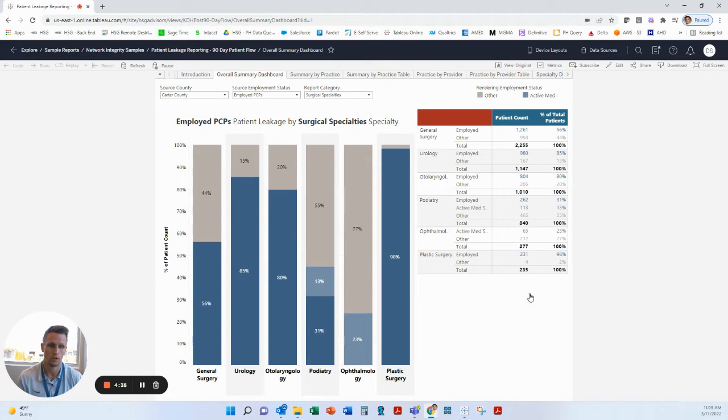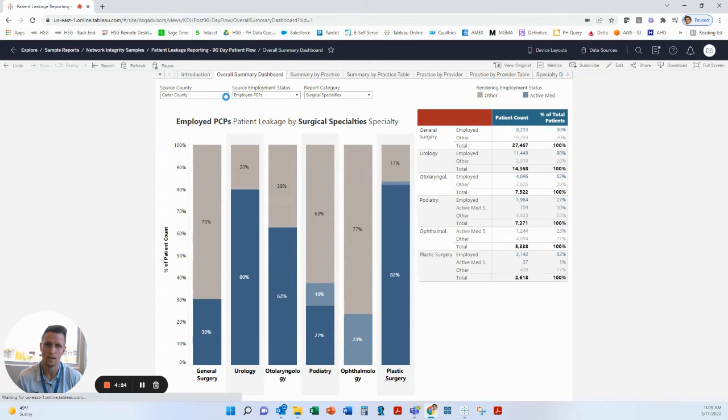So starting with maybe an overall summary dashboard where we might be looking from source employment status being the primary care grouping that we're focused on. So maybe starting with our employed PCPs within the entire 15 county service area. When we look at our employed PCPs, our capture to general surgery specifically is approximately 30% to our employed general surgeons, 80% to our employed urologists, so we can start to identify significant leakage opportunities that exist at the overall system level. Then over on the right, being able to understand what those relative patient volumes are to our health system so that we can start to understand that overall impact organizationally.